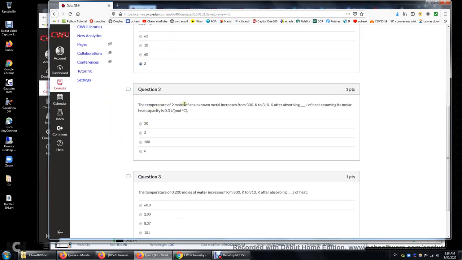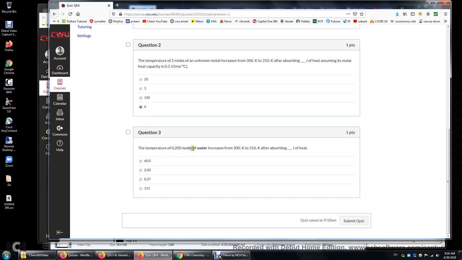The temperature of 2 moles of an unknown metal increases from 300 to 310 Kelvin after absorbing this amount of heat. The molar heat capacity is given here. So over here, this is molar heat capacity, and over here we have 2 moles, and again, this degrees Celsius can be replaced with Kelvin. And then it's very simple. It's just 2 moles times 10 Kelvin times 0.3. That's 6.